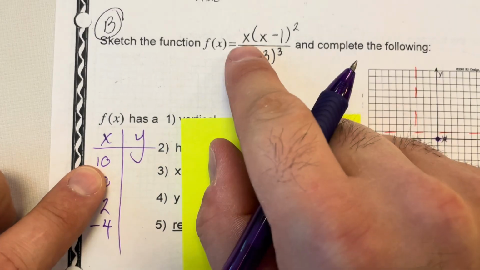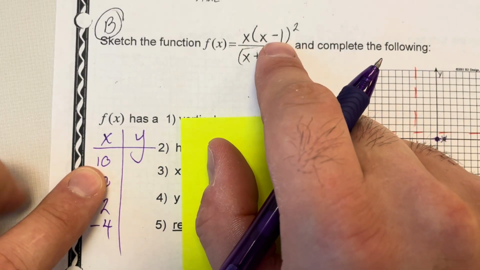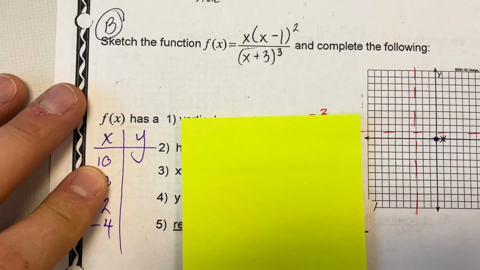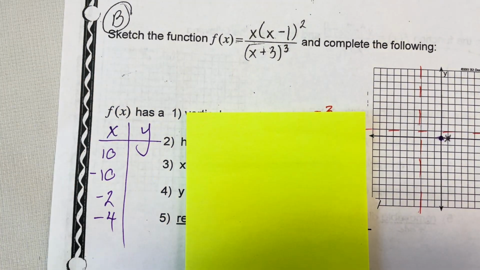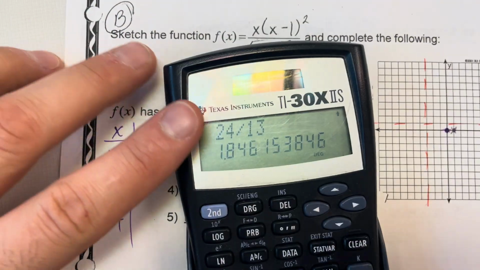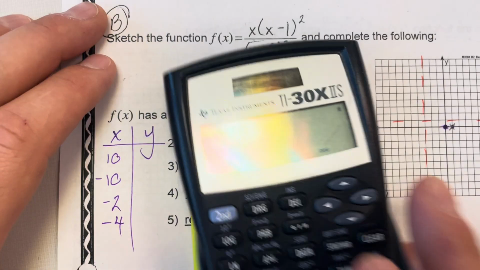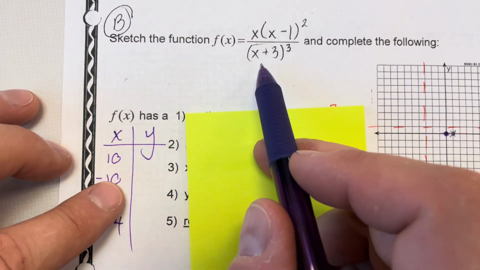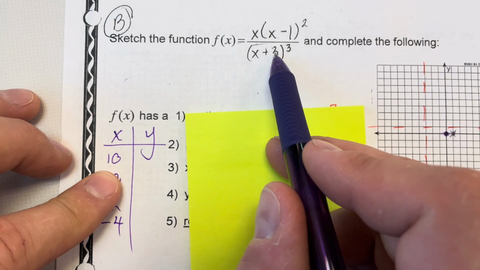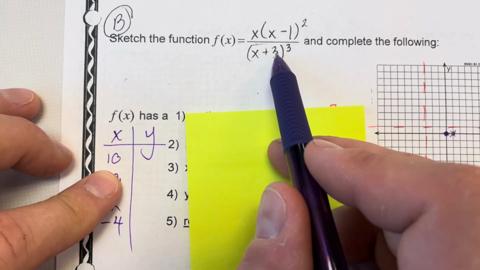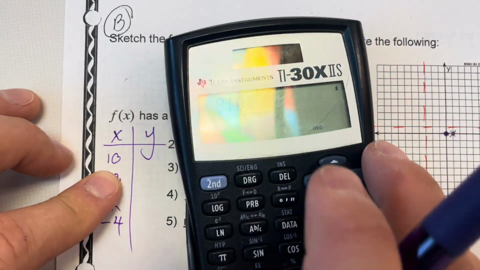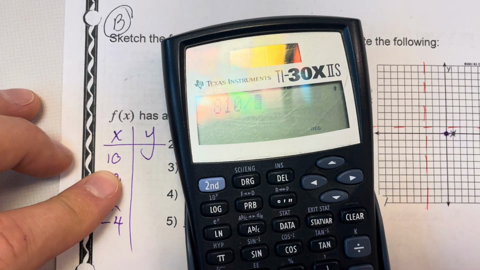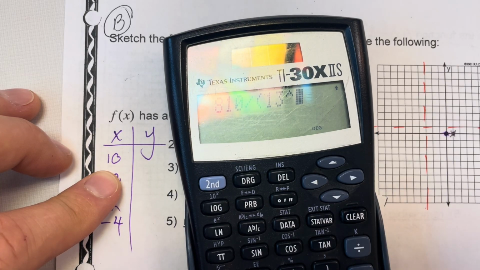So for 10, we're going to do 10 minus 1, which is 9, and we're going to square that. That's 81. 81 times another 10 is going to be 810. Let's just bank that. And then on the bottom, we're going to have 10 plus 3, that's 13, and we're going to be cubing that. So I'm going to be dividing this by 13 to the power of 3.